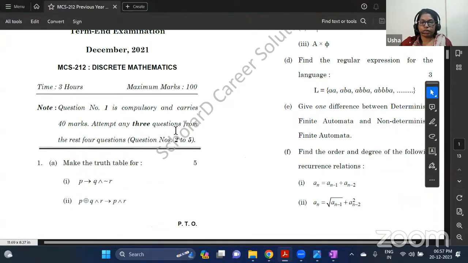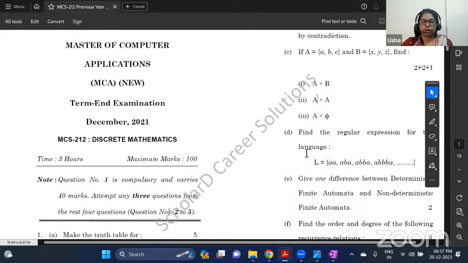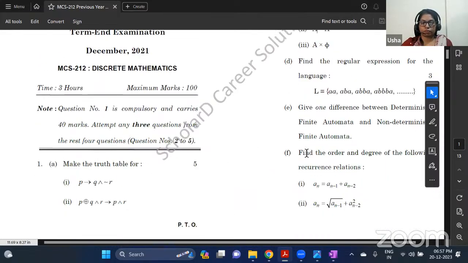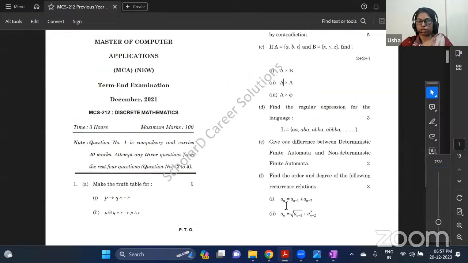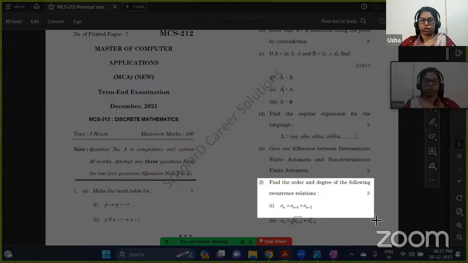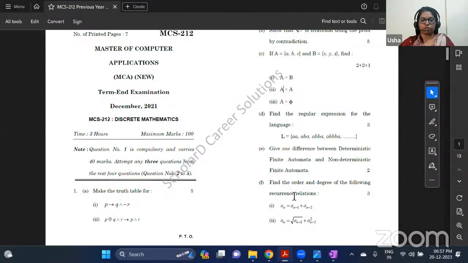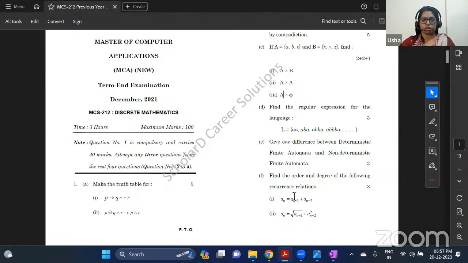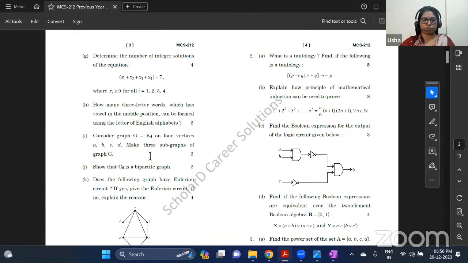So we will discuss those things that we have not done in the class, not covered in the class. Recurrence relations are there. And it's a very, very simple question. You have to identify what is the order and degree of the given recurrence relations. Okay, we will see how to solve it. You will always get this question. It will be given for 3 or 4 marks.